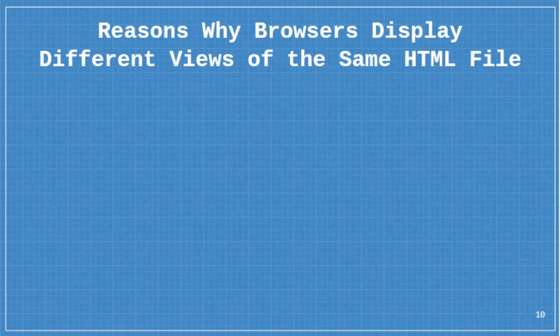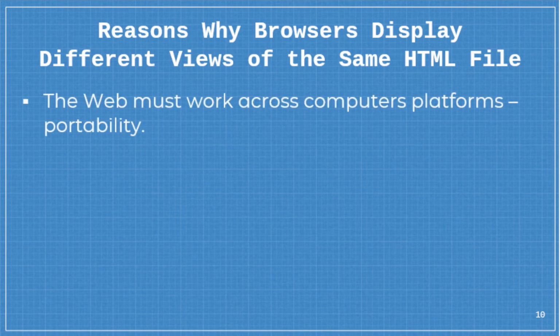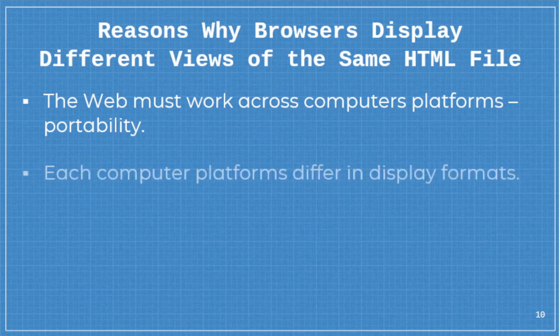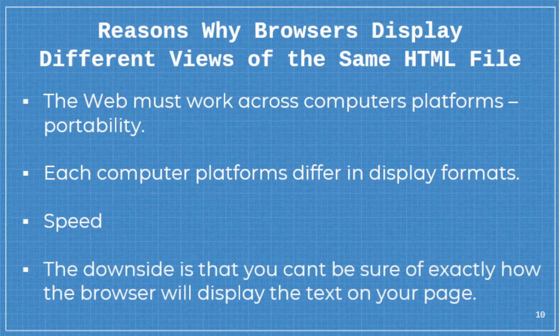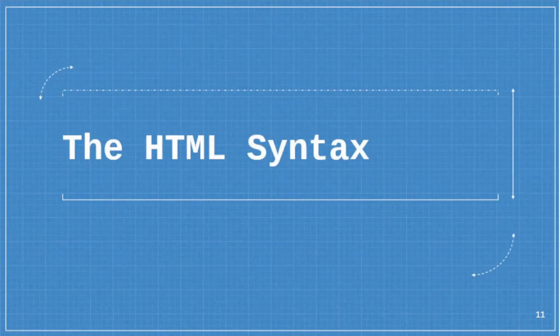So, reasons why browser displays different views. Number one, we're talking about portability depending on the platform. So, it makes use of different fonts or structure. Each computer platform has different display formats. It also depends on the speed, although nowadays that's not an issue. And the downside is that you can't be sure of exactly how the browser will display the text on your page. Although, again, as I am saying, in the new structure or formatting of web browsers, that will not be much of an issue nowadays.